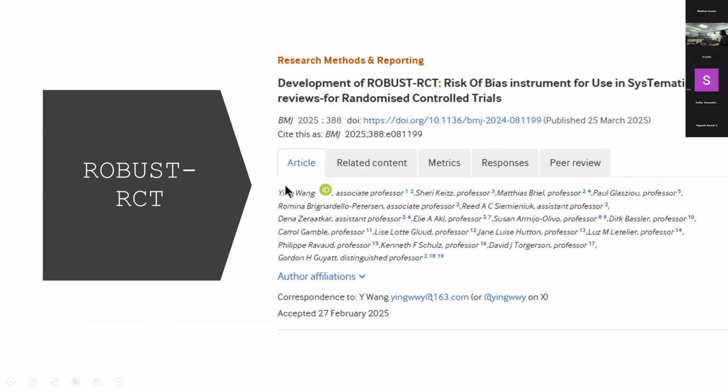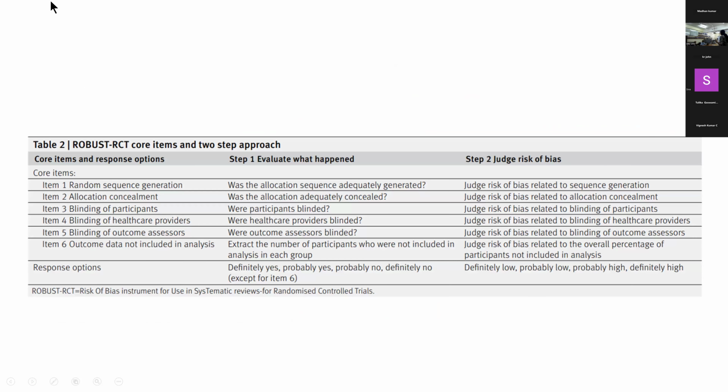The next tool is the ROBUST-RCT checklist. So this came out in 2025. The way they have designed it is similar to how they designed GRADE, to keep everything very simple. So here you have a 2-step approach. You're going to tell the reader what has happened in the study, and then you give your reason for your judgment. Okay, and here you have a total of 6 domains, very simple domains.